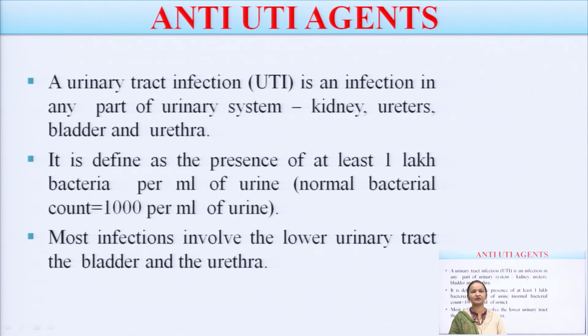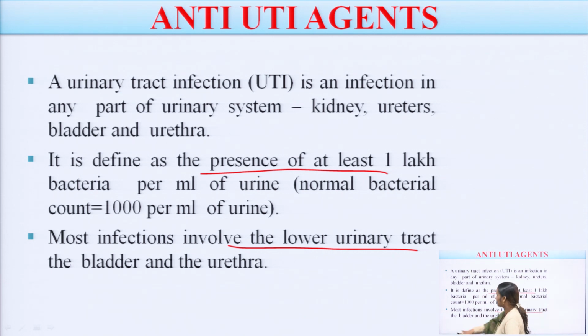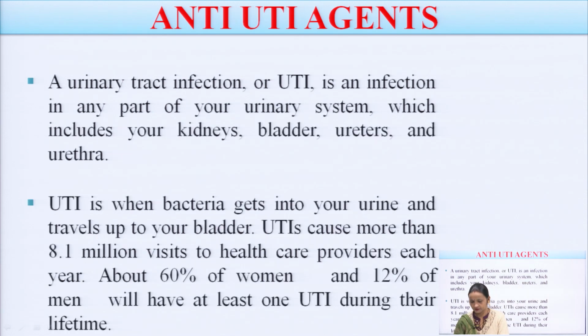A urinary tract infection is an infection in any part of the urinary system. It is defined as the presence of at least 1 lakh bacteria per ml of urine. That means they replicate so rapidly that in 1 ml of your urine there are 1 lakh bacteria. Most infections involve the lower urinary tract, involving the bladder and urethra, as I have already discussed. Okay.